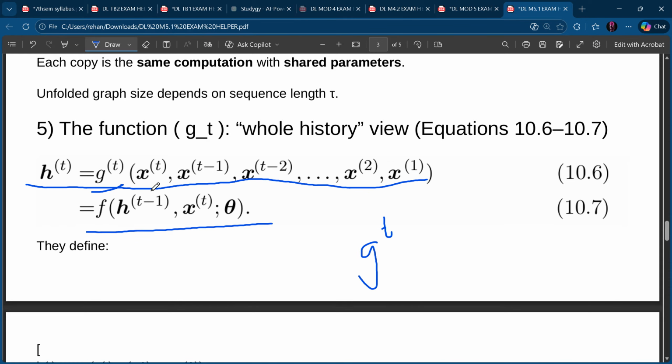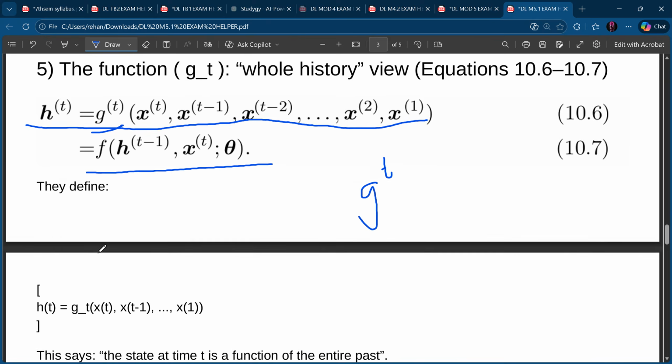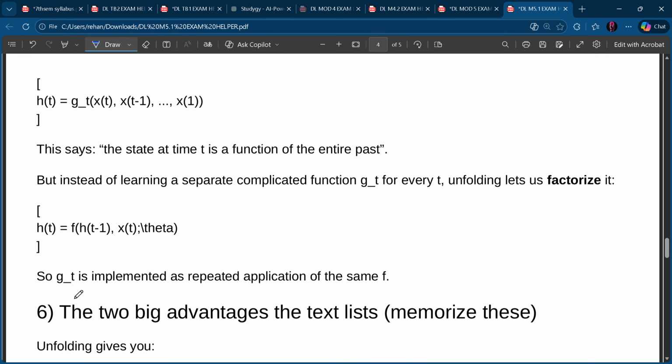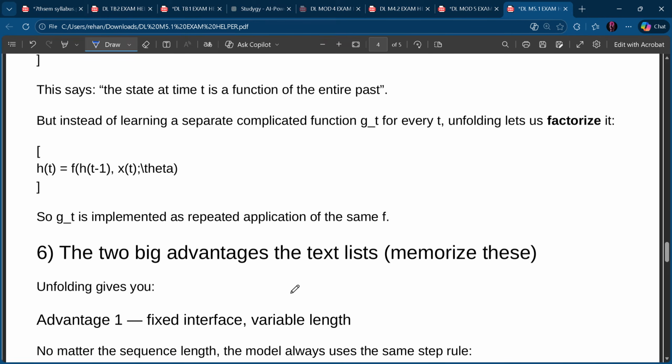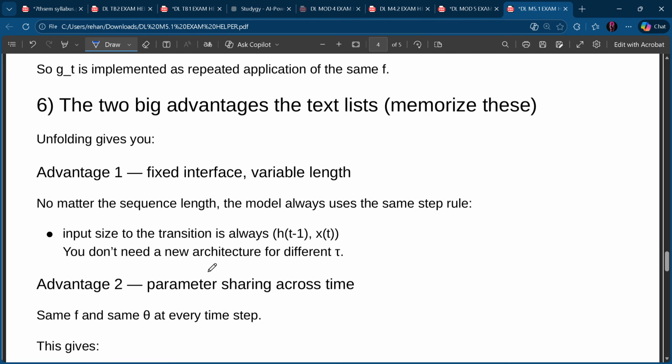So see, f of h_{t-1}. This whole thing can be written as f of h_t. So h_t is still the same. Instead of this g and the entire past, we can simply write it as f of h_{t-1}, x_t, theta. That's it. So now what is happening? g_t is implemented as repeated application of the same function f.